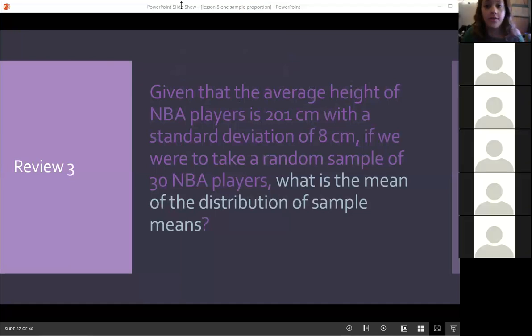Okay, don't overthink this one. So remember what we talked about with our central limit theorem, that if we have a large enough sample size, we're able to assume that our sample mean is approximately equal to our population mean. So like this says, what is the mean of the distribution of sample means? We can assume that it's 201 because we're able to estimate that mean. That is just the population mean because we have a large enough sample size, so we're able to estimate that. Does that make sense? Their answer would be 201 in this case.